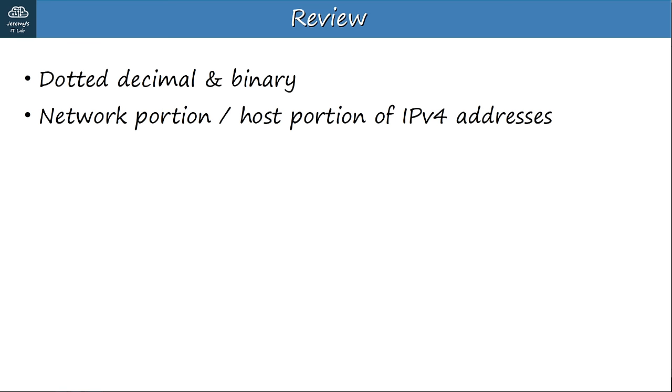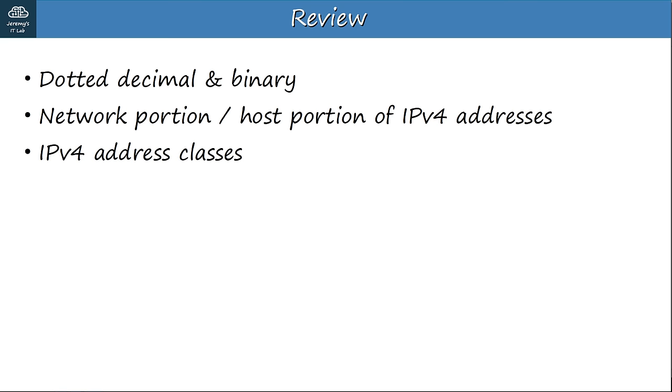Once again, I think we've covered a lot of ground in this video. Let's list what we covered before moving on to today's quiz. First, I talked about dotted decimal and binary. Binary is how computers think, but 32-bit IPv4 addresses are difficult to remember for us humans. So we convert IPv4 addresses to dotted decimal form to make them easier to read and remember. You learned that IPv4 addresses consist of a network portion and a host portion. Hosts on the same network will have the same network portion, but a unique host portion of their IP addresses.